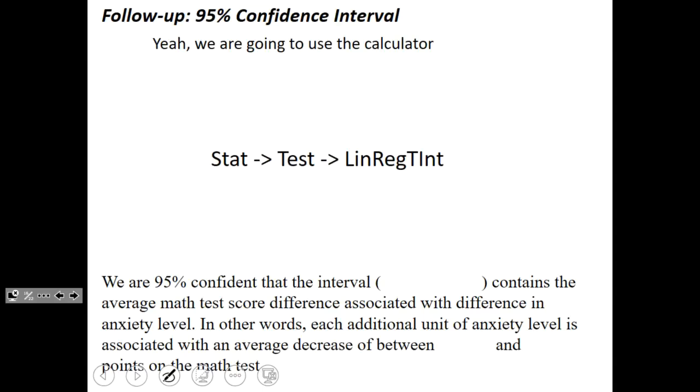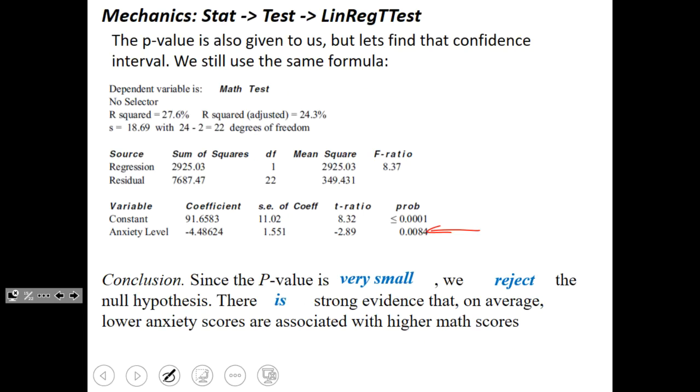Now, confidence interval. We're going to use the calculator for it, but this is how we do it manually. B1 plus or minus our critical value, depending on our level of confidence, for 22 degrees of freedom, times the standard error of B1. If we look, B1 is our slope, and we have it here. What's our standard error? 1.551.